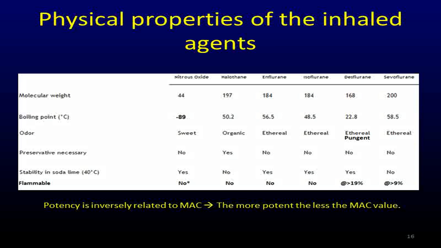And the reason that your desflurane vaporizer only goes up to 18% is because at over 3 MAC it becomes flammable. So over 4 MAC for sevoflurane you start to get the flammability, and over 3 MAC for desflurane. And we'll get those MAC values in a second.